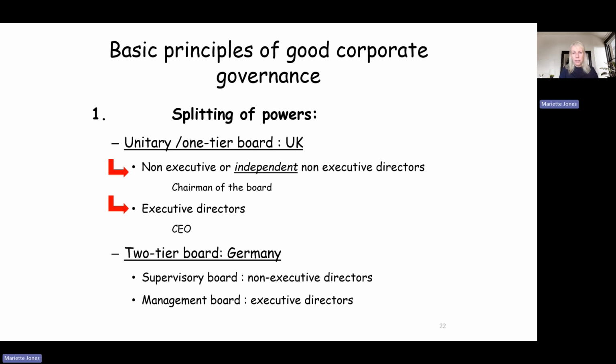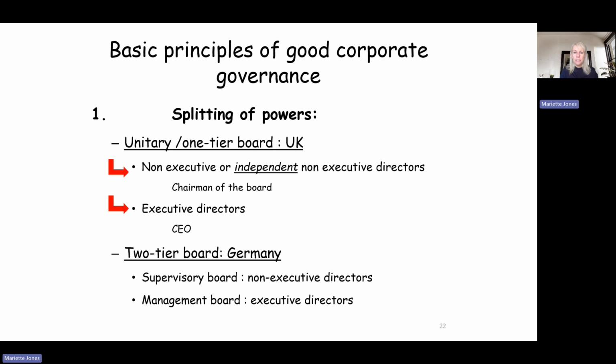Firstly, there's the unitary or one-tier board structure, such as we find typically in Anglo-American jurisdictions. So in the United Kingdom, for example, we've got one board of directors, and on that one board of directors, you'll find a mix of executive and non-executive directors. The chair of the board would be the leader of the non-executive directors, whereas the chief executive officer would be at the head of the executive directors. The non-executives are supposed to provide independent oversight over what the executives are up to.